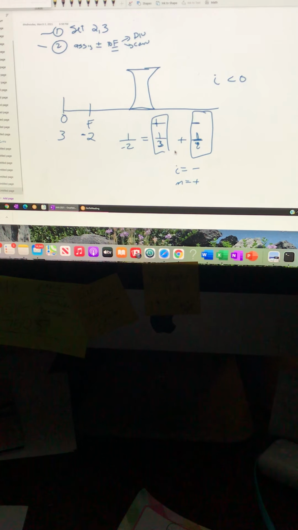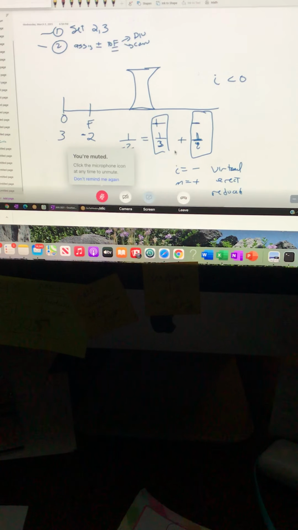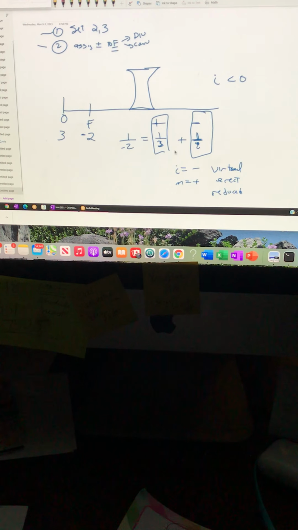All right, how does it make it? I is negative, it's what? Virtual. Erect. And I is smaller than O, it's reduced. That's what I get. You guys get the same? Virtual, erect, reduced. Looks good. Okay, good. All right, cool.